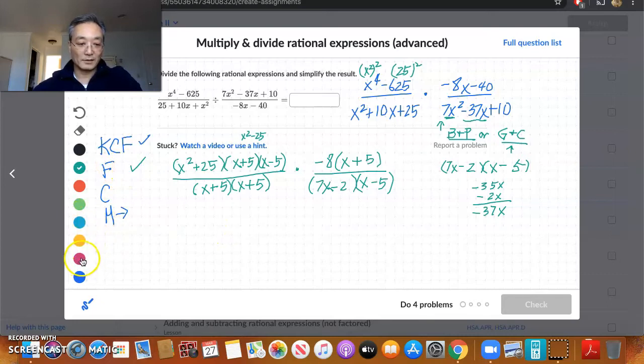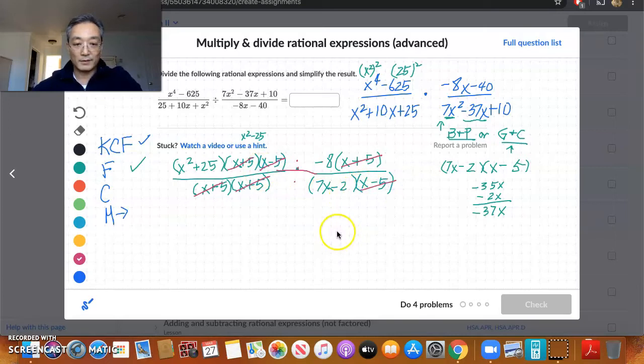The canceling. Now let's do the canceling. Again, any like factors, top and bottom, I can cancel out. And again, I can treat this as one big rational expression because it's a multiplication. So let's start from the beginning. This x plus 5 and that x plus 5, this x plus 5 and that x plus 5 here, and this x minus 5 with this x minus 5.